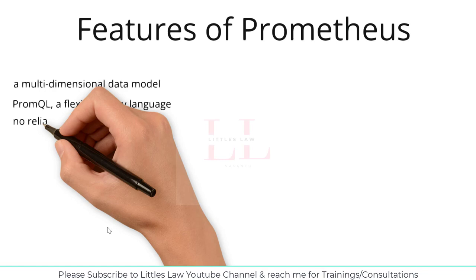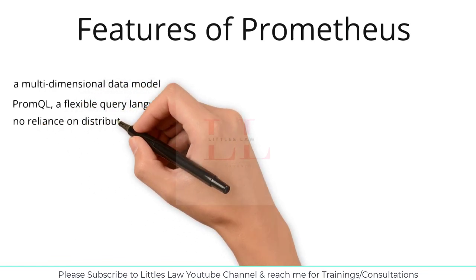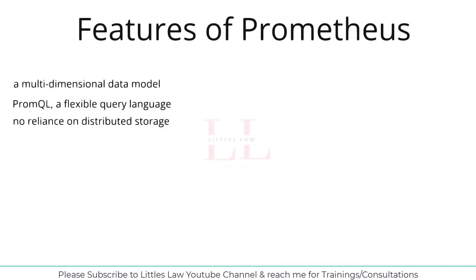And then the third part, which is no reliance on distributed storage. So what does it mean, no reliance on distributed storage? Doesn't it look completely outside the scope? Yes. The point here is Prometheus servers are autonomous, which means they don't rely on distributed systems for storage, because each server stores its own data locally. So that's the reason I'm telling you that Prometheus doesn't rely on distributed storage.